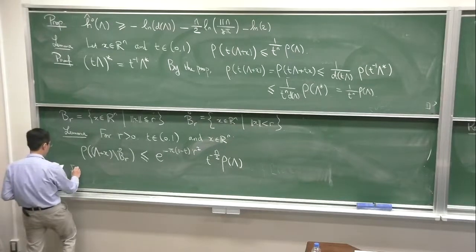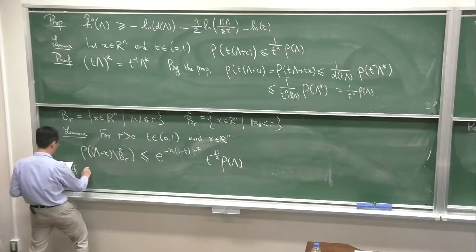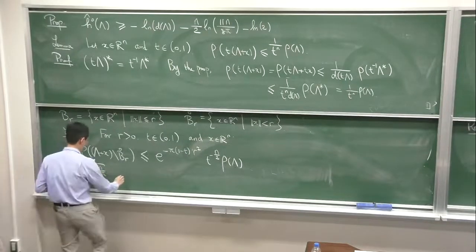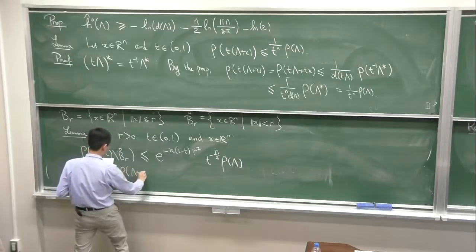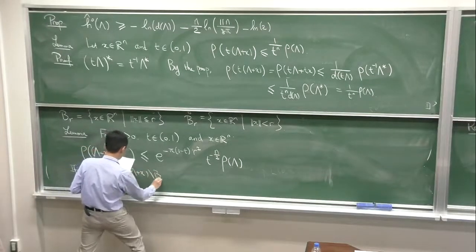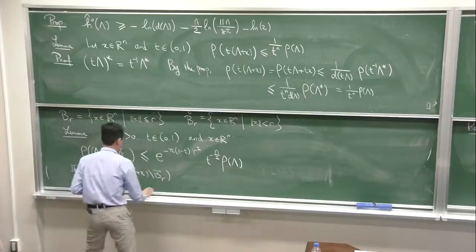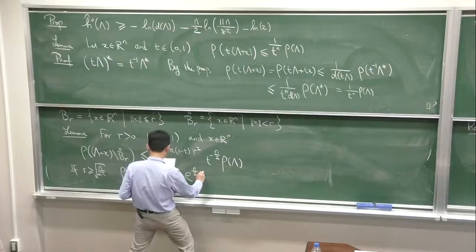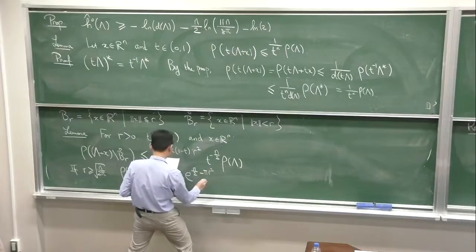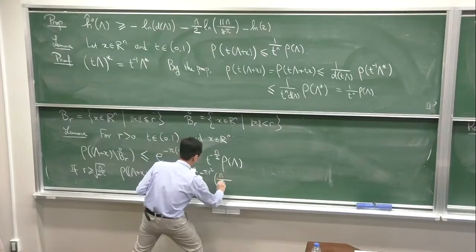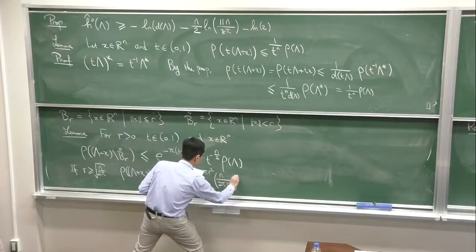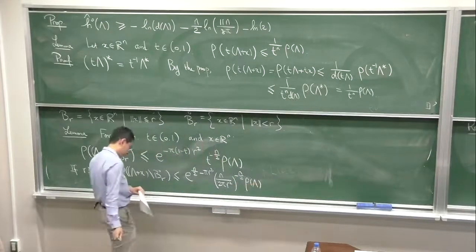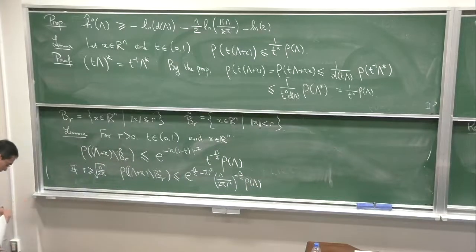And if you are really far away, if r is at least the square root of n over 2 pi, then rho of lambda plus x outside of B_R(0) is bounded from above by e^((n/2) - pi r^2) times (2 pi r^2 / n)^(-n/2) times rho of lambda.